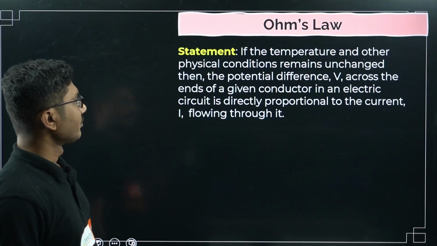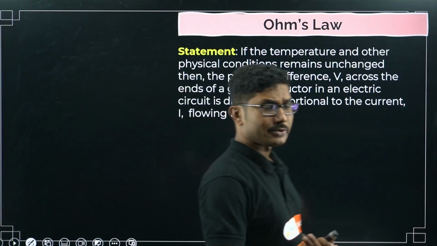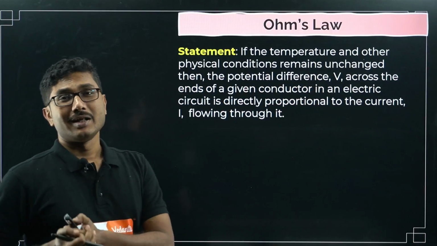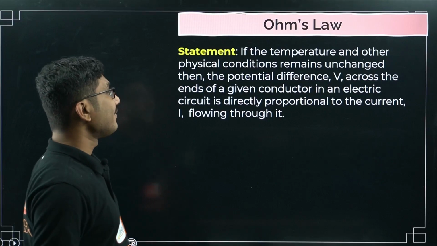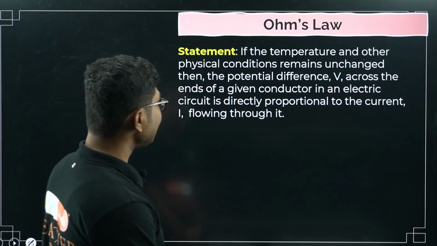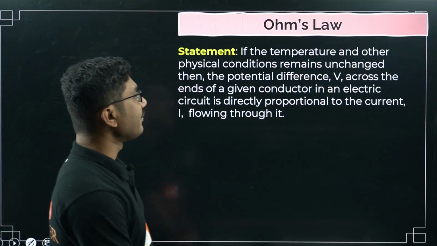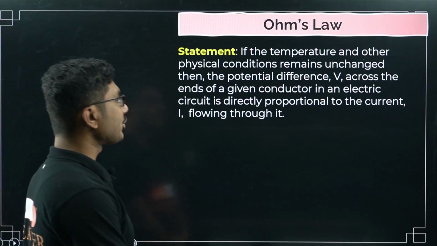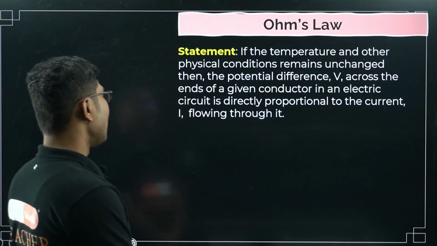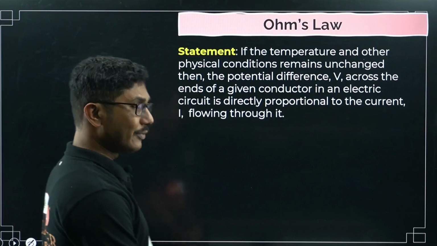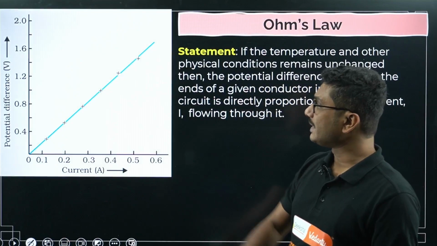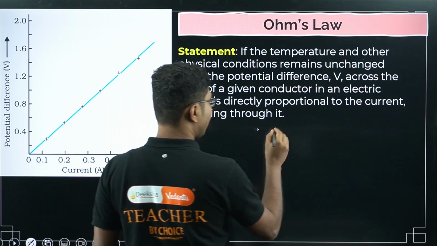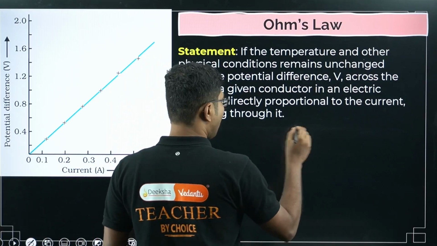Now Ohm's law, the most important concept from this chapter. State and explain Ohm's law is very, very important. Let's see. If the temperature and other physical conditions remain unchanged, then the potential difference V across the ends of a given conductor in an electric circuit is directly proportional to the current I flowing through it. Very, very interesting thing, we will discuss in a while. So first let's see. Say you have a circuit with one resistor only. I am showing only the resistor, the rest of the circuit is already there.